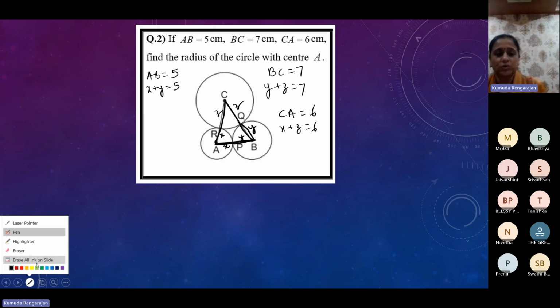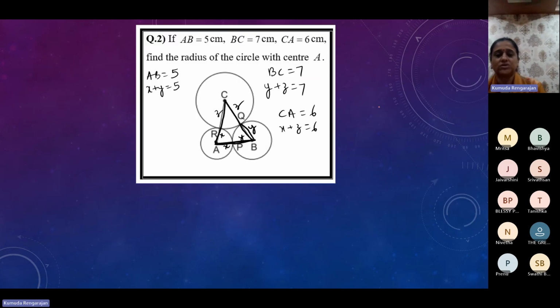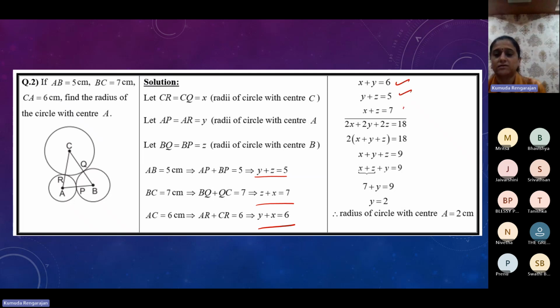After constructing the equations like this, add the three equations. See, we constructed three equations, right? Add the three equations here. You will get 2x plus 2y plus 2z equal to 18. 2 common, is equal to 18. So x plus y plus z is equal to 18 by 2, 9.